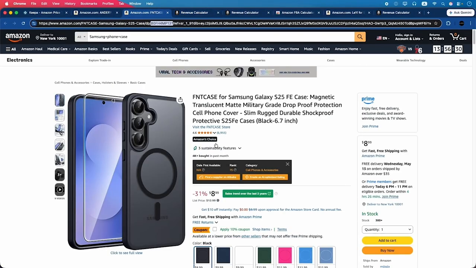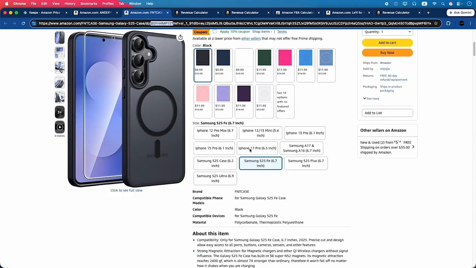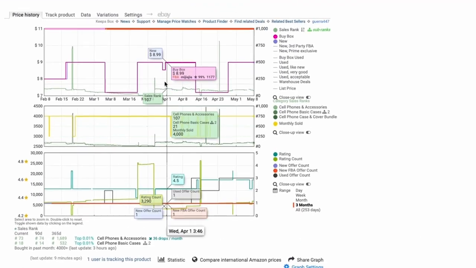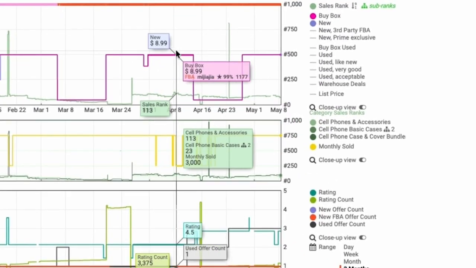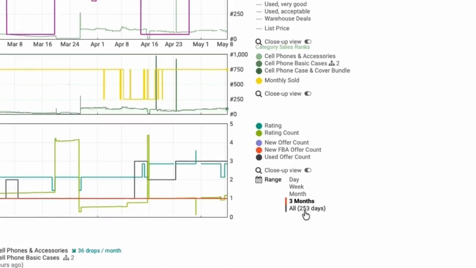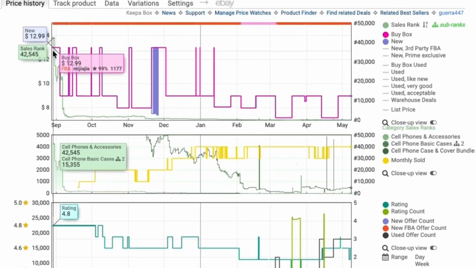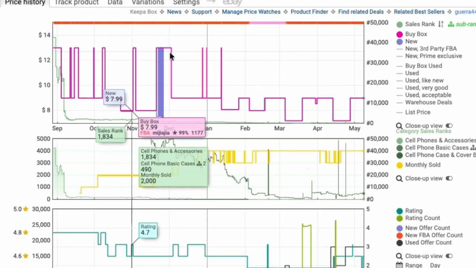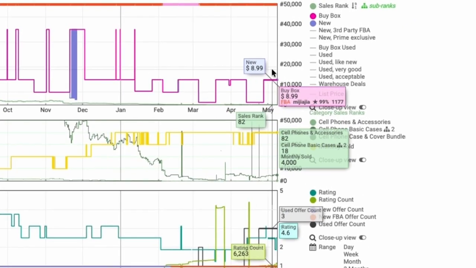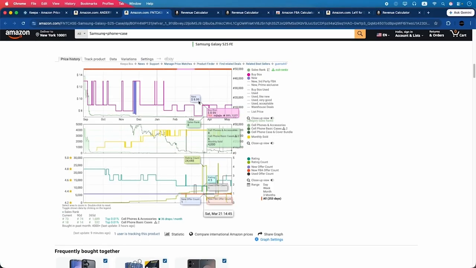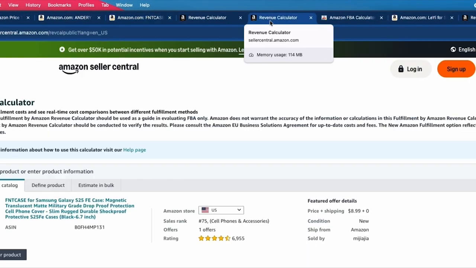So let's check another example. This time we have a phone case. Let's go to the Keepa chart. And here we can see the buy box price is around $7 to $9. If we look at the full chart, we can see that it started around $12.99 and now sits closer to $9. So what we can do is copy the ASIN again and go back to the revenue calculator.